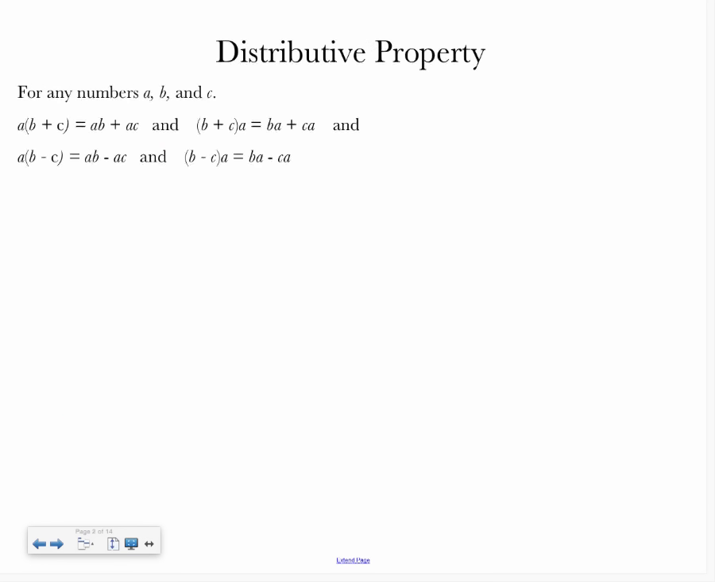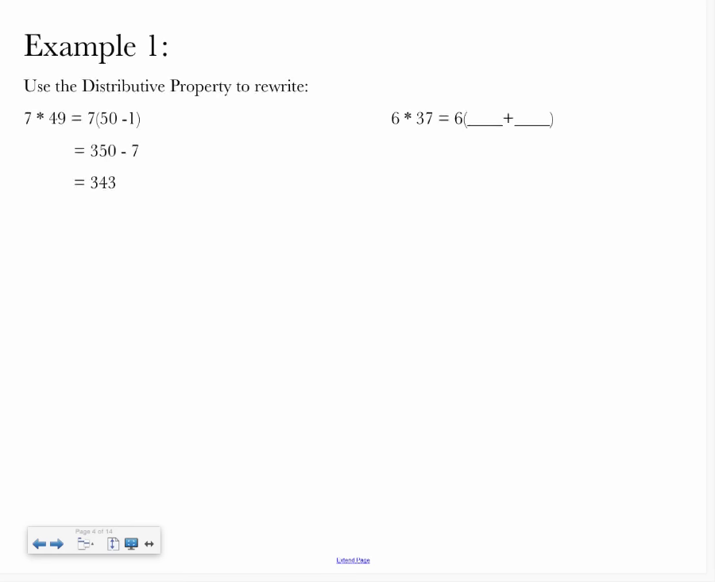Alright, so let's talk about the distributive property. I'm hoping that this looks familiar for you guys, but just in case it's not, this would be a good thing for you to screenshot and use as a reference later on. I'm going to walk through this process with you on the next example, okay? So example 1, we want to use the distributive property to rewrite these problems.